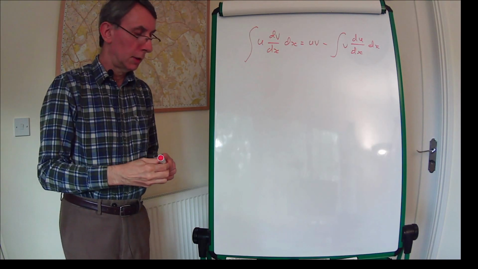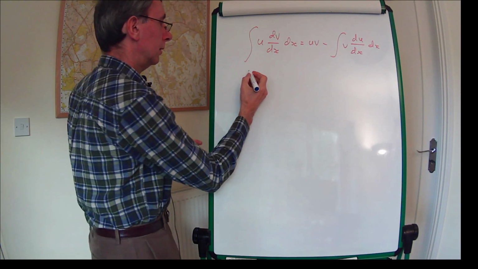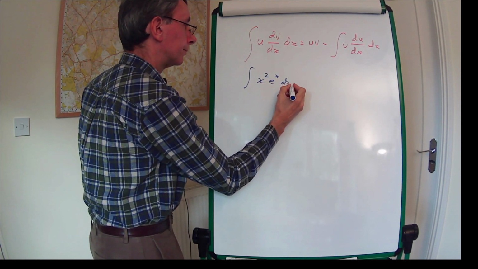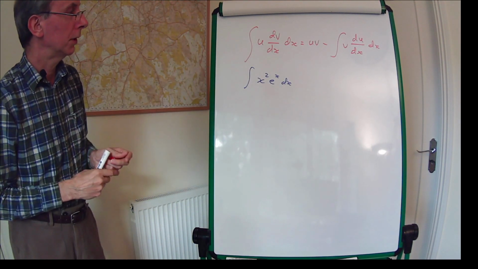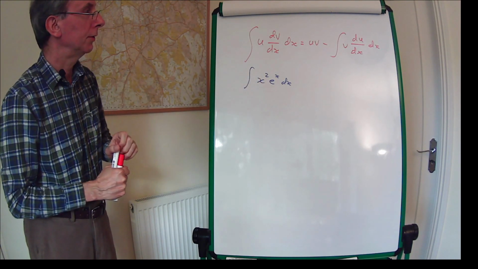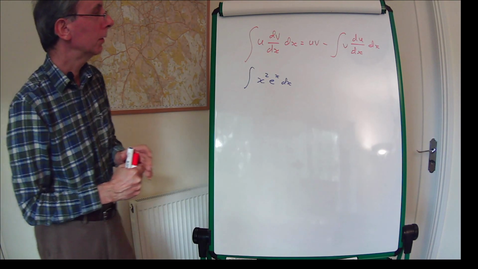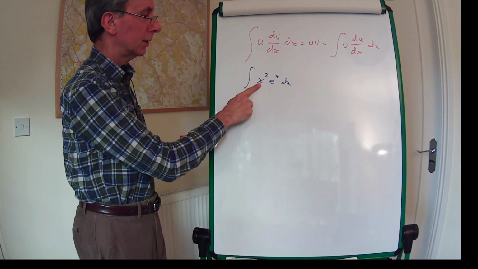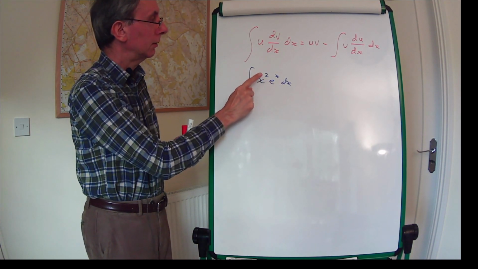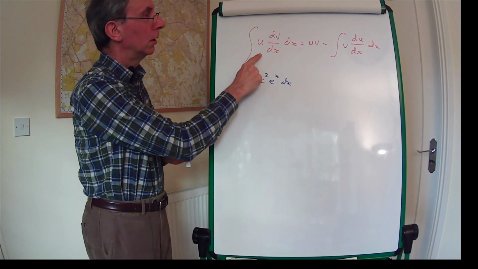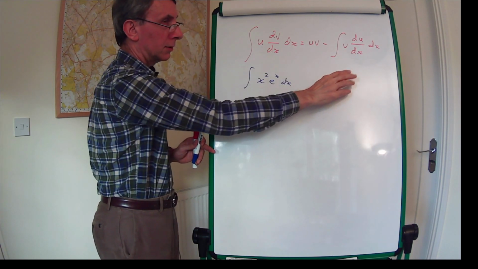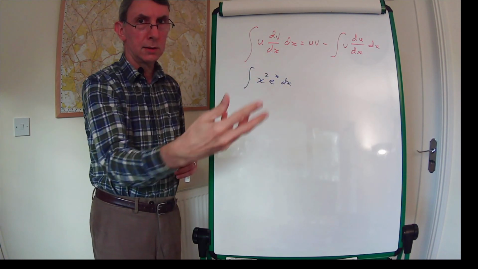And the example that I'm going to look at is we're going to try and integrate x squared e to the x. Now the first thing we need to do is decide what we're going to have as u and what we're going to have as dv by dx. And I'm going to choose u to be x squared and dv by dx to be e to the x. And the reason for that is that if u is x squared, when I differentiate it, I'm going to get 2x. So du by dx is going to be 2x, and it's getting simpler.